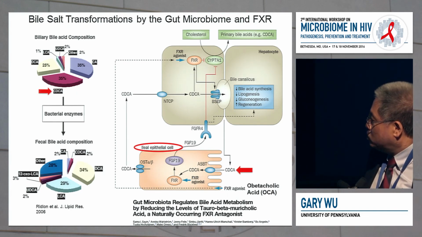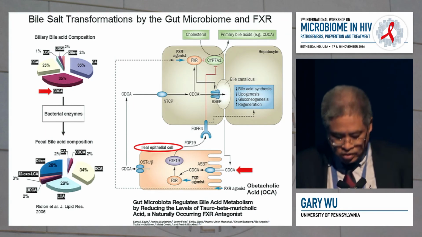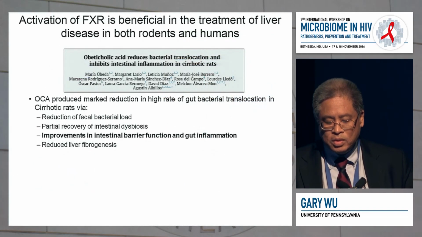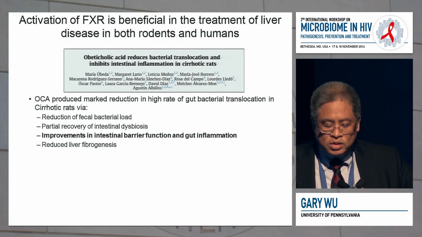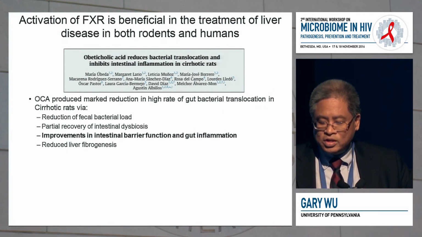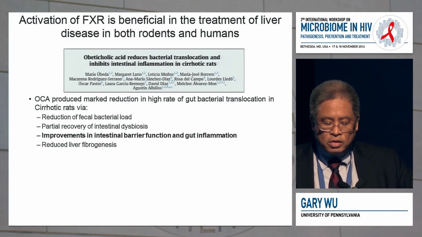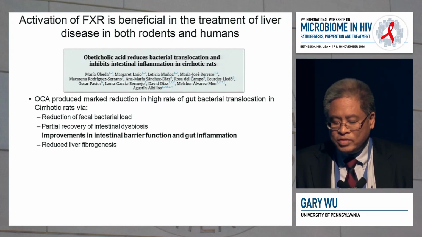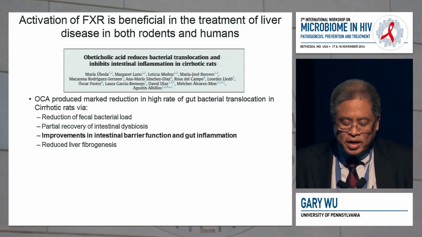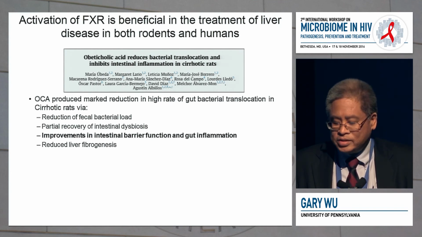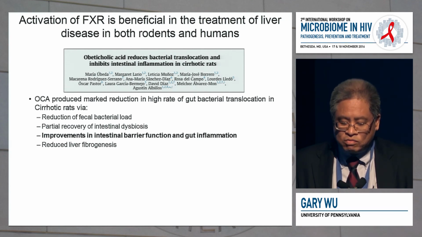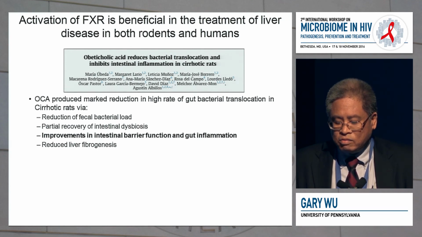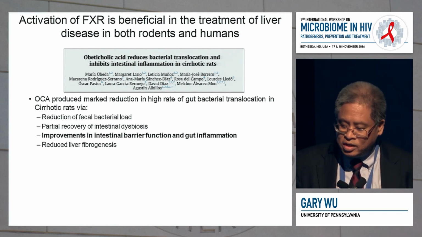And as I mentioned, this whole pathway could be significantly regulated by the gut microbiota, because we know that it is in germ-free versus colonized mice. So what's the notion that activation of FXR is beneficial in the treatment of liver disease, both in rodents and humans? Well, there have been a number of studies in chronic liver disease in rodents, and I'll show you just one of these here: the use of obeticholic acid, this derived bile acid, can be beneficial in cirrhosis by decreasing the rate of gut bacterial translocation. It does it through several mechanisms.